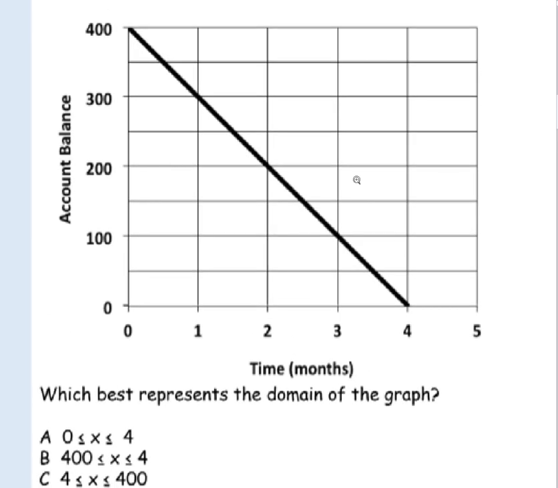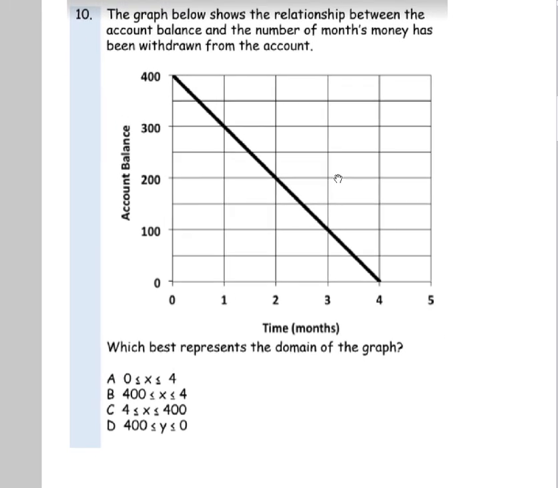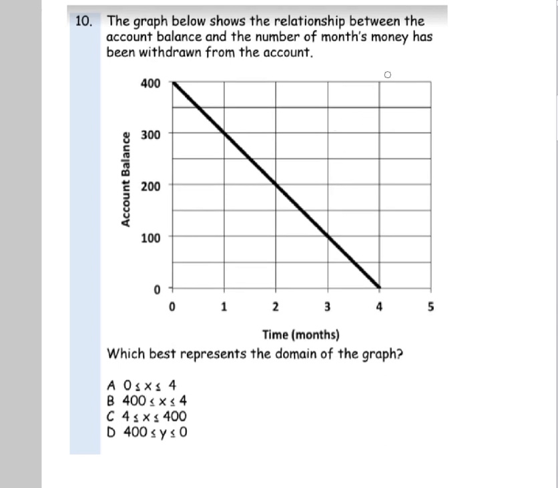All right, number 10. So number 10 says, the graph below shows the relationship between the account balance and the number of months money has been withdrawn from the account. Which best represents the domain of the graph? That was supposed to be underlined, but that was a horrible job. Domain of the graph. Remember, your domain is your x values. Whenever you see domain, I want you to think x values. So in this case here, they want to know basically what is the domain of this entire graph.